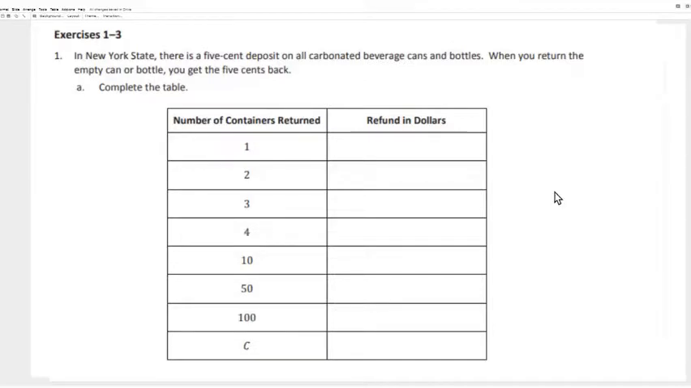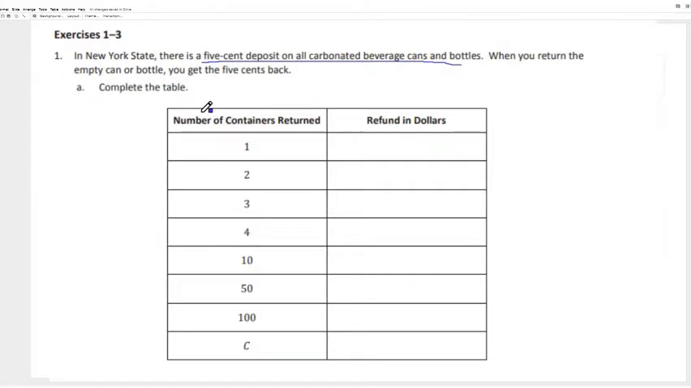All right, hello students. So let's go over another example. So let's look at what's going on. It says in New York State, there is a 5-cent deposit on all carbonated beverage cans and bottles. So here's the first part of information. 5-cent deposit for every carbonated beverage can and bottle. When you return the empty can or bottle, you get the 5 cents back.